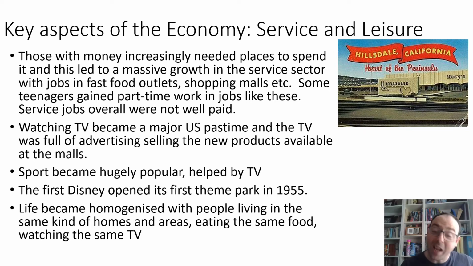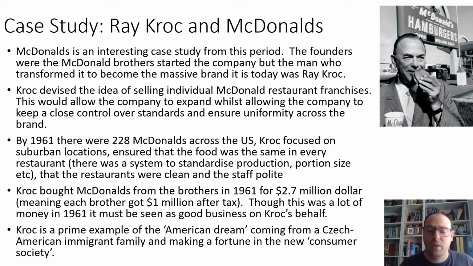This started to knock some of the edges off some of the regional variations in the States and started to make life quite samey across the country. Not necessarily bad, but it was pretty much everyone the same. So this is the beginning of what we see in the modern day. We've seen this spread out from America, which is about globalization, and everywhere starting to look the same. Well, this was starting in the 50s in America, where everywhere was starting to look and feel the same. And you would go into McDonald's, you'd know what you were going to eat. And this leads us on nicely onto McDonald's, which is one of the case studies I want to talk about. So Ray Kroc and McDonald's.